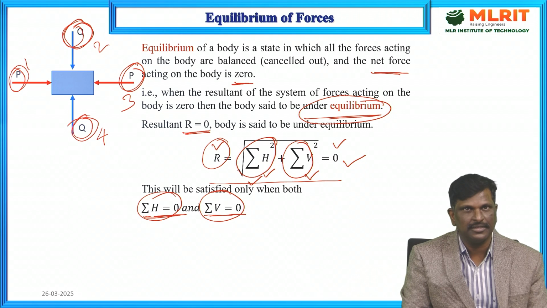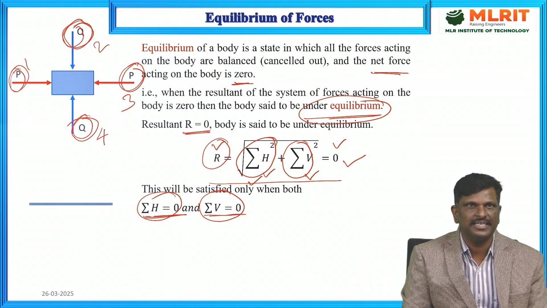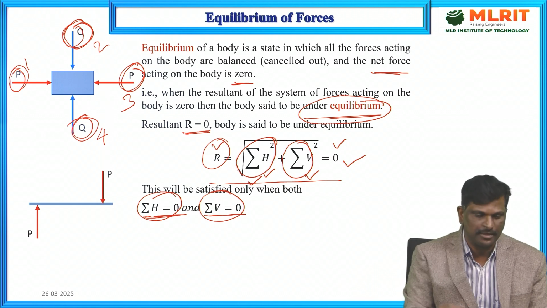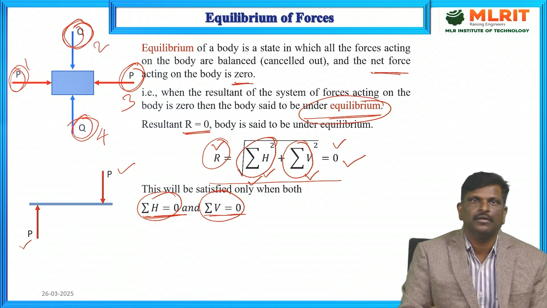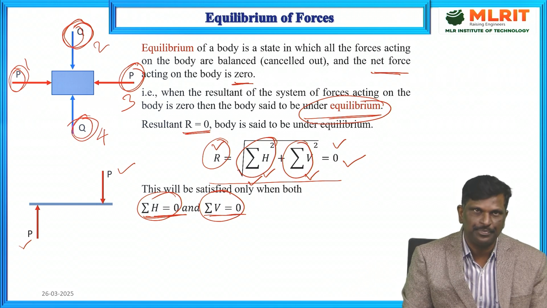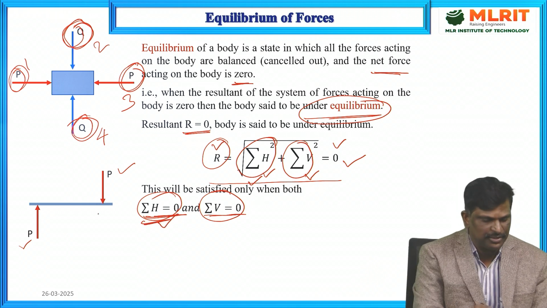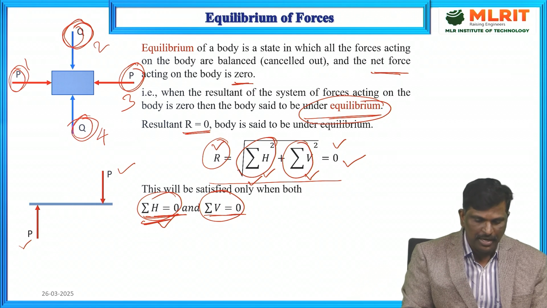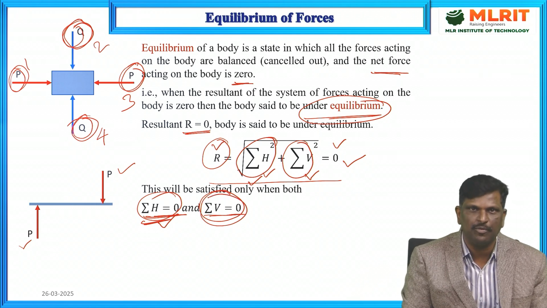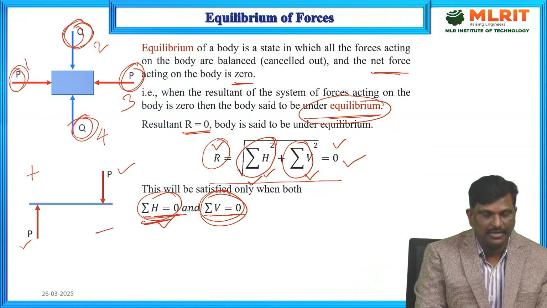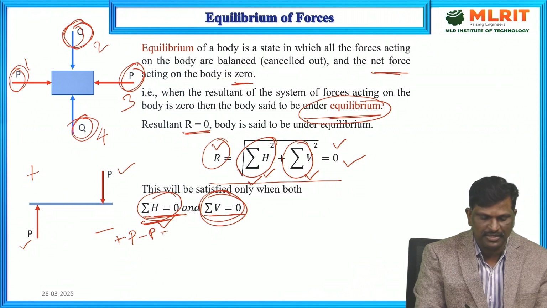Now look at another example. In this example, two forces are acting at some distance, parallel to one another. Both are equal and opposite. Now let us apply the definition to this case. Here ΣH is 0. The sum of all horizontal components is 0 because there is no horizontal force at all. Now look at ΣV, the sum of all vertical components. I am assuming upward positive and downward negative. So here the sum of all vertical components is +P − P, which is equal to 0.